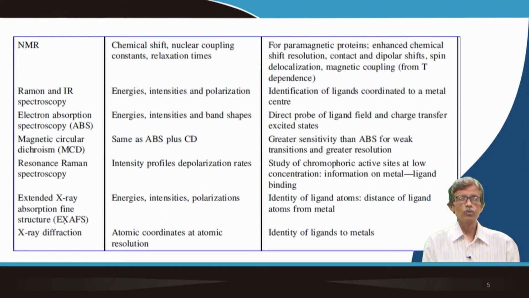NMR today we will not talk about; EPR and NMR we will talk about afterwards. But today we can have Mossbauer spectroscopy, then CD, circular dichroism, and one advanced technique, magnetic circular dichroism, which is similar to electronic absorption.